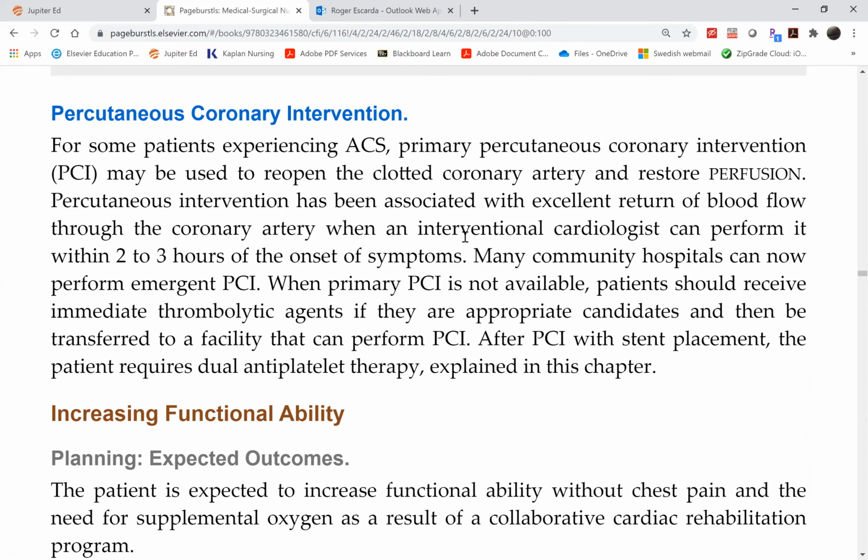For any surgical intervention, whether it's vascular or open heart surgery, pre and post-op will be the same.